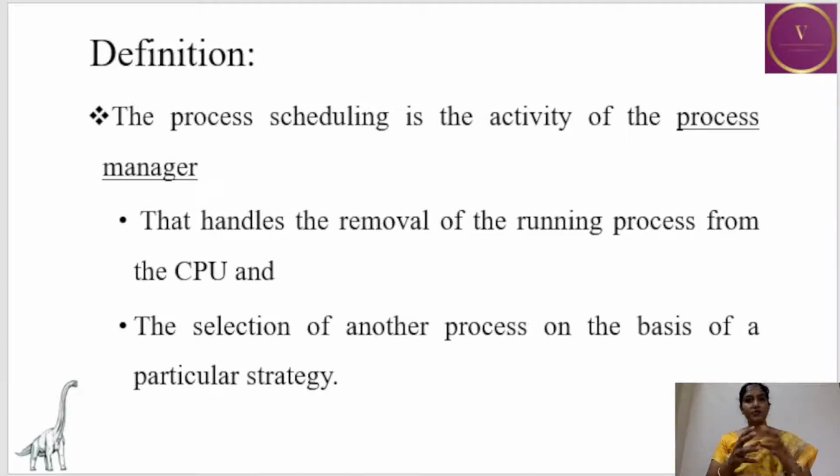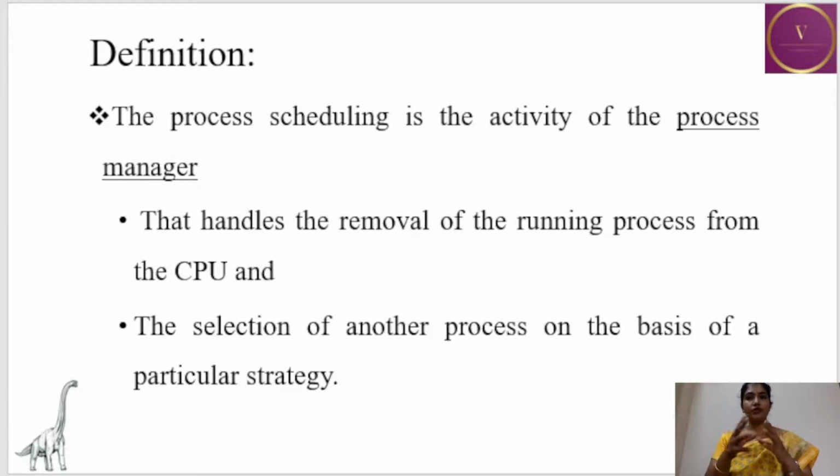The work of the process manager is to remove the process which has completed the use of the CPU from the CPU and select another process which is in need of the processor, based upon a particular strategy. It uses certain strategies, for example, first come first serve or shortest job first, like that. All that we'll be learning in the upcoming chapters.